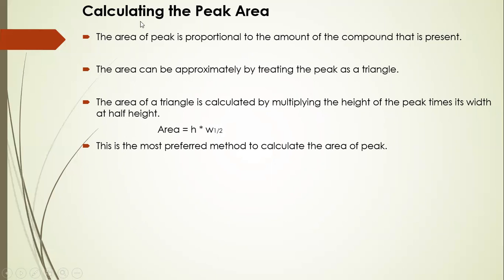In case of peaks obtained in HPLC, we also use this formula and we assume our peak is a triangle. This is the most preferred method to calculate the peak area. By measuring the area of the peak in the unknown sample and comparing it with the area of the standard, the concentration of glucose in the unknown sample can also be estimated.